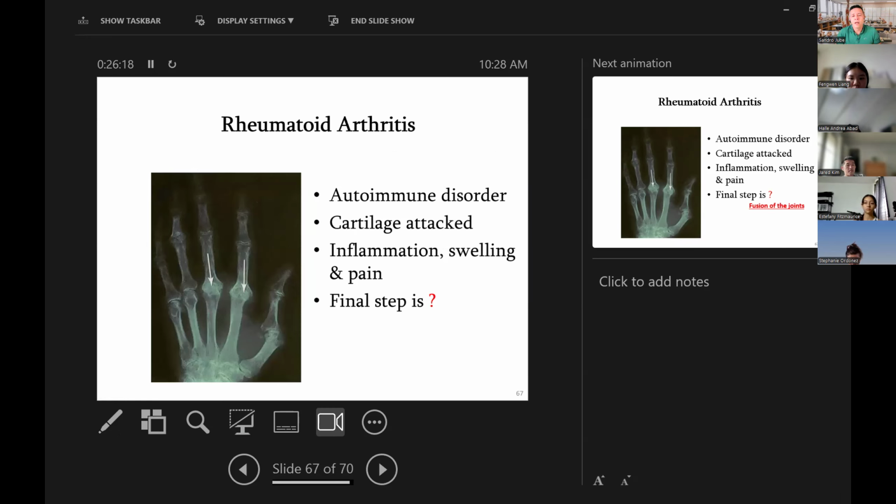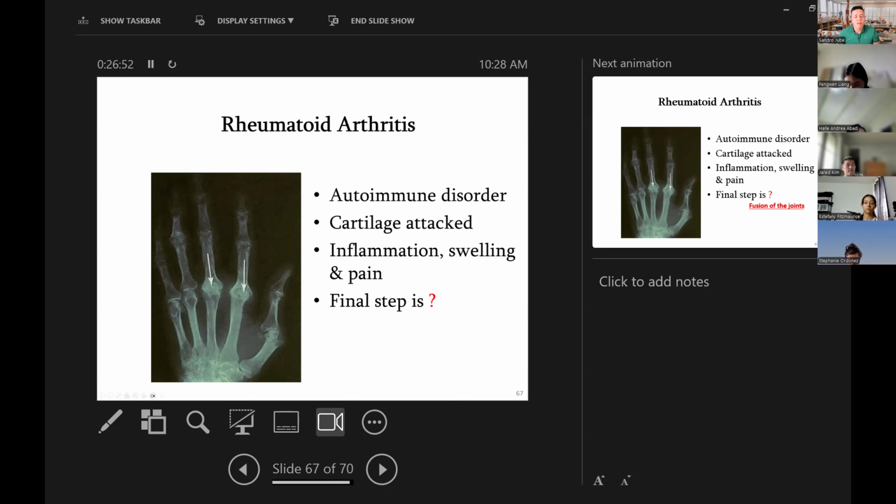And here we are looking at another condition called rheumatoid arthritis. This is an autoimmune disorder. What does autoimmune mean, guys? It means that our own immune cells are attacking the cells and the tissues of our body. And in this condition, we're going to have the attacking of the cartilage of our joints. The immune cells look at the cartilage and see it as foreign, and they start to attack and destroy it. What's going to happen then, folks?